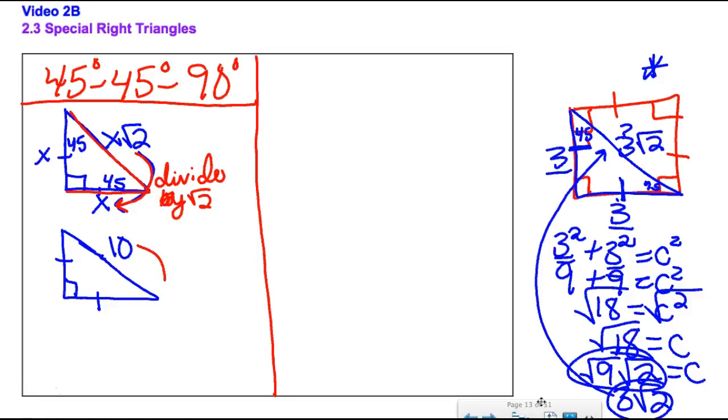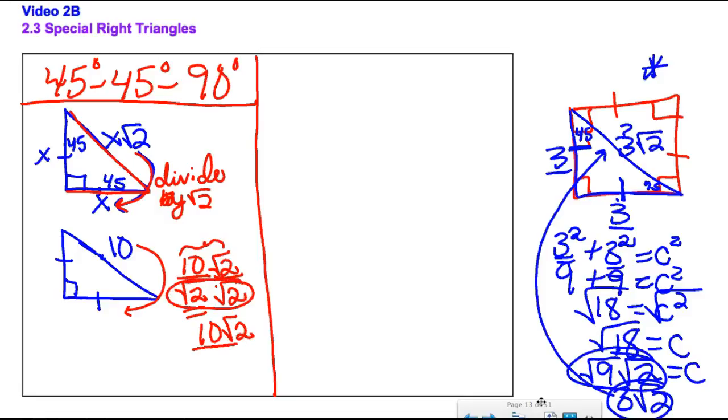So for me to go from longer back to short, I need to do 10 divided by the square root of 2. And technically you could leave that, but we're going to rationalize the denominator for this. And remember to do that from your other math classes, both algebra and geometry semester 1. To rationalize the denominator, you multiply the top and the bottom by the root on the bottom. And what you get is 10 times the square root of 2 on the top over root 2.